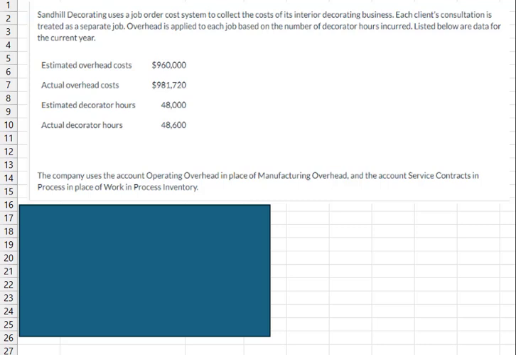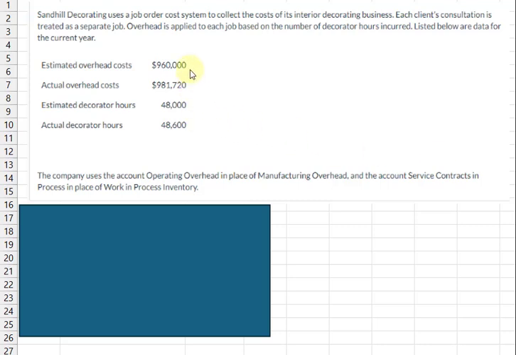Sandhill Decorating uses a job order cost system to collect the cost of its interior decorating business. Each client's consultation is treated as a separate job. Overhead is applied to each job based on the number of decorator hours incurred. Listed below are data for the current year.